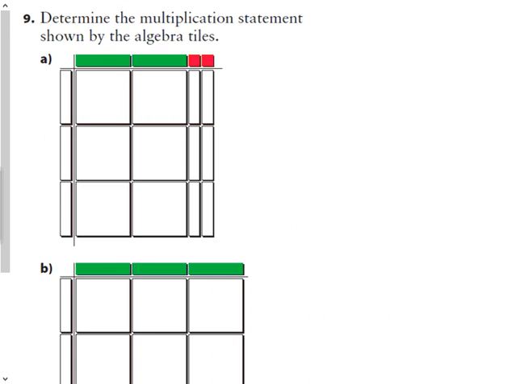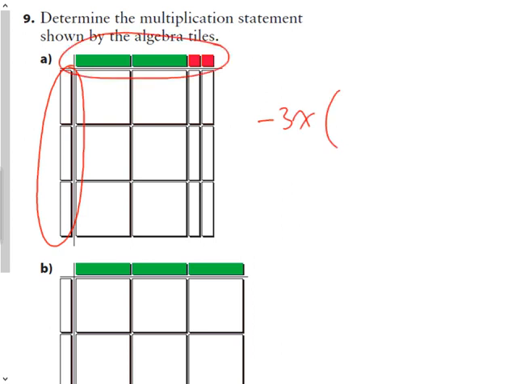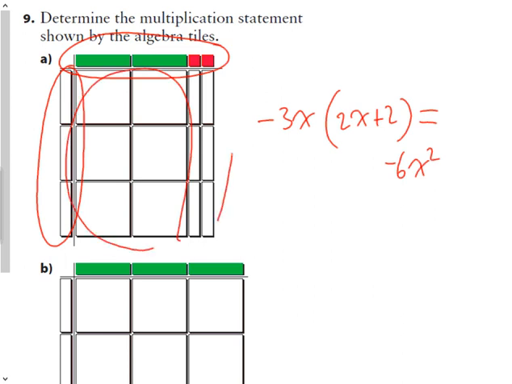In question 9, it says determine the multiplication statement shown by the algebra tile. Since it's giving you the entire thing, this is your monomial, because I know that's just one term. It's negative 3x multiplied by your binomial, which is 2x plus 2, should equal the area, which is negative 6x squared. We see them right here, minus 6x. And if we double check our work with expansion, we should see that that still works out to be the same answer.